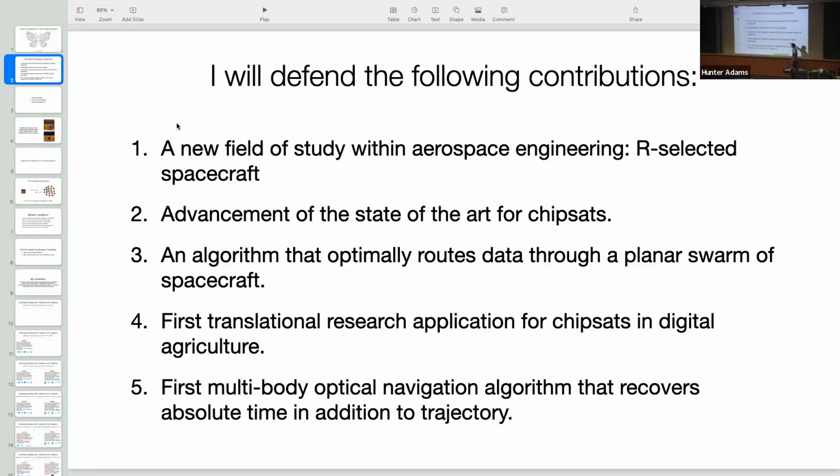I also made some efforts to translate some of this research, originally conducted for spacecraft applications, to more terrestrial applications. So using the spacecraft, as I'll describe in a moment, for some digital agriculture purposes. Instead of putting them in orbit, putting them in vineyards and orchards and on cows and using them to help facilitate those kinds of things.